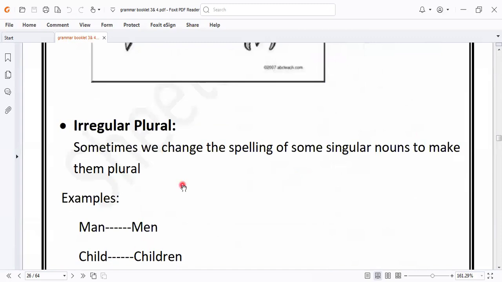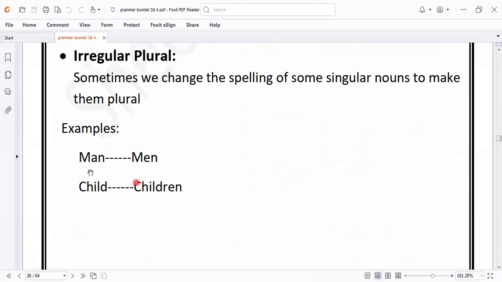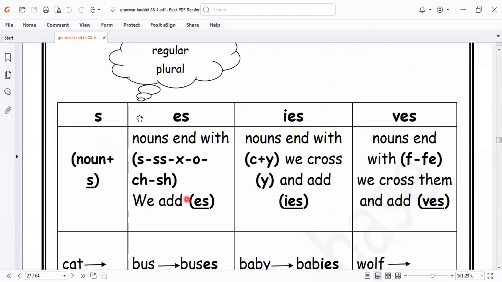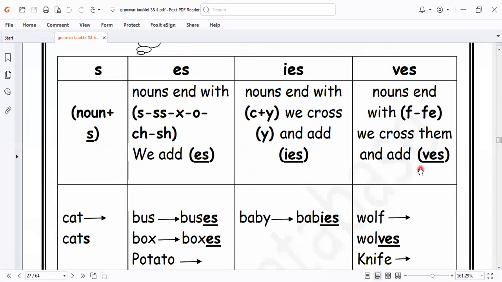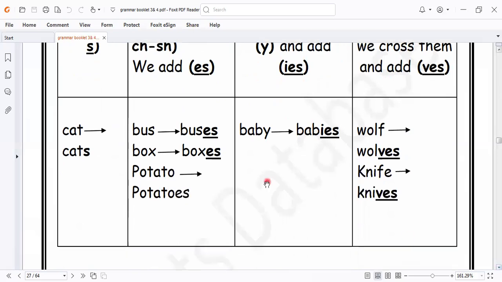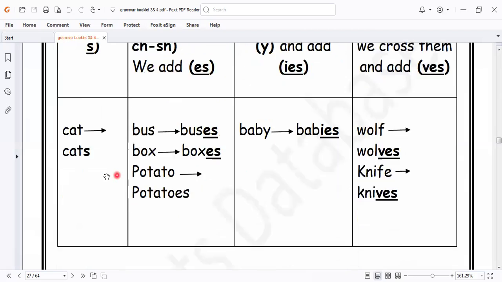Here we have some special cases, like in the past simple tense we have regular and irregular. Here we have special cases like this: man, men, children. We have here the nouns adding es, nouns adding ies, nouns adding ves. I will give you one of every kind because we explained before, but today I will do it to remind you of what I told before.